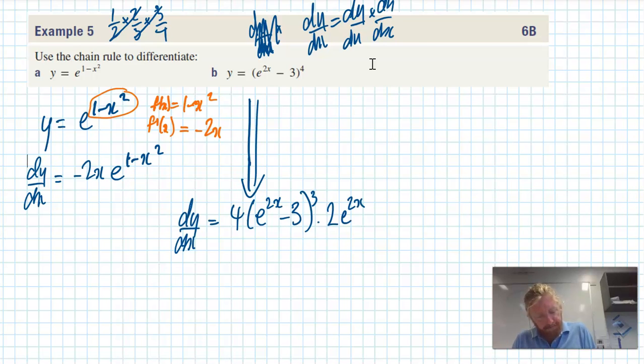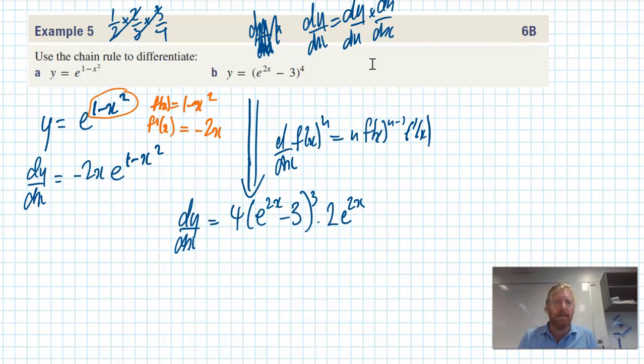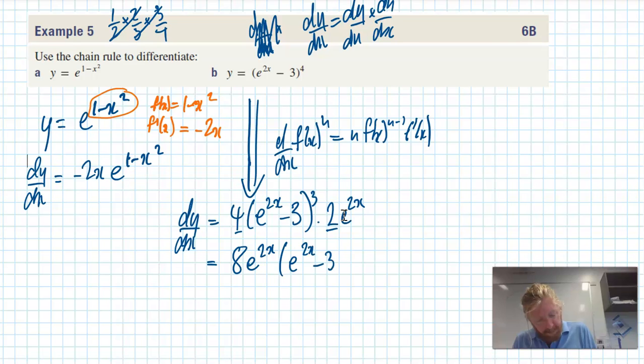Now when I did this one, that's f of x to the n, isn't it? d by dx of f of x to the n equals n f of x to the n minus 1 times f dash x. Sorry, a bit messy. And that equals 2, 4, 8, e to the 2x, just writing this last term at the front, e to the 2x minus 3 to the 3. Voila.